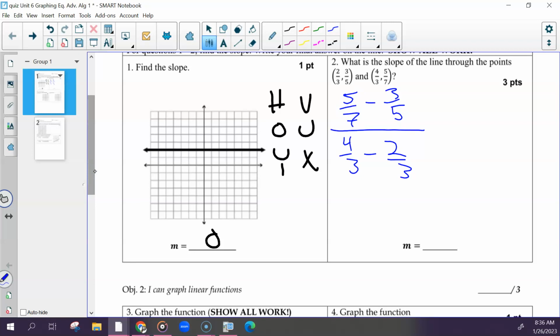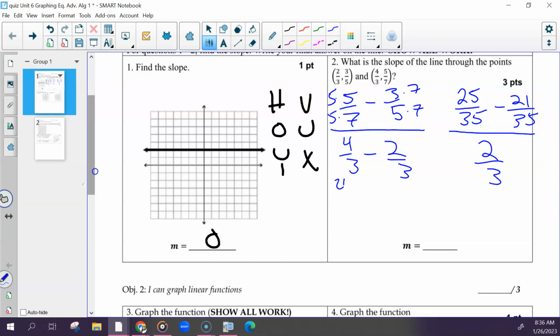Okay, then you had to get common denominators in your numerator. So you would have ended up with 25 over 35 minus 21 over 35. And then you could have either simplified this right away or waited, either or. And then that would have simplified to 4 over 35 over 2 over 3.